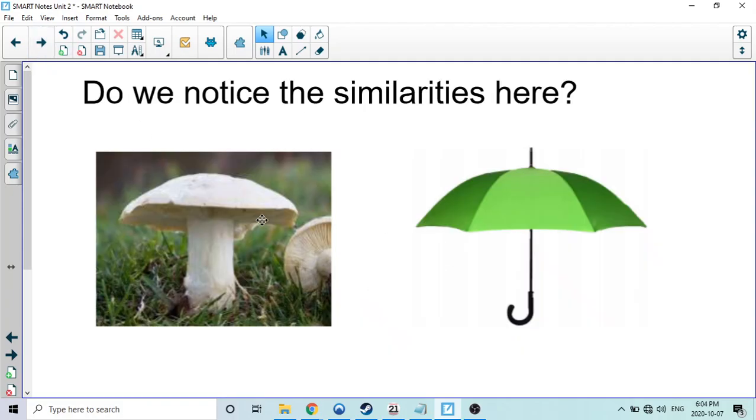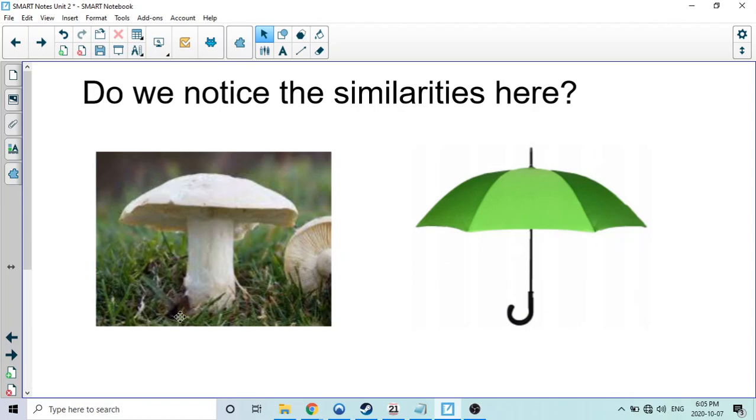All right, now let's talk a little bit about how humans take inspiration from nature. So on the left, we have a mushroom, and on the right, we have an umbrella. Notice how these things are shaped the same way, right? This is because we take inspiration from the shape of a mushroom to create the umbrella, right?